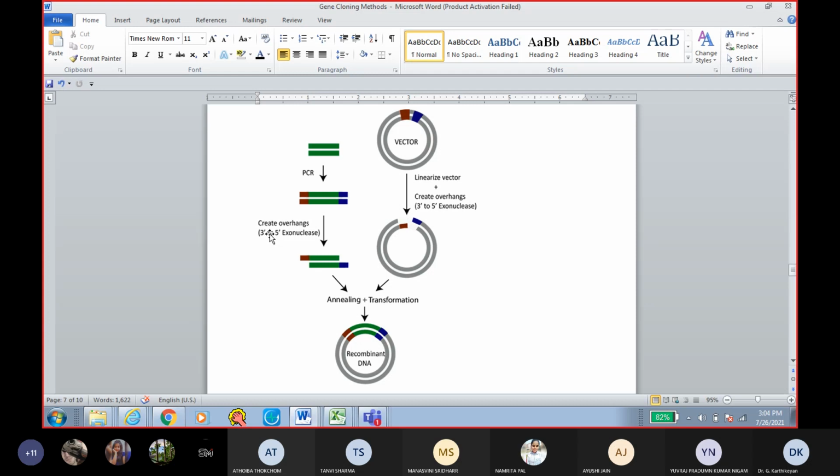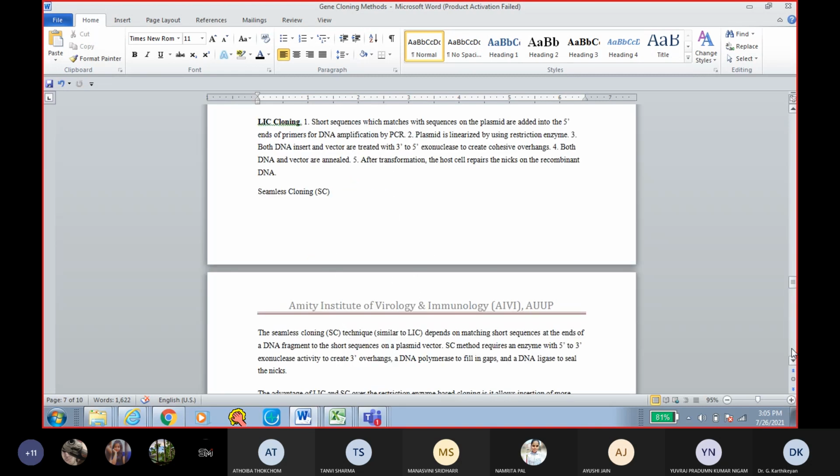This is a PCR product, and when you use a 3' 5' exonuclease, it cuts only at one end. Similarly, you treat your vector with it, and when you join these two together, you'll have this recombinant DNA. What is not shown here is that there will be a small gap between the terminal nucleotides, because you have not ligated. But this gets sealed inside the E. coli or Saccharomyces cerevisiae.